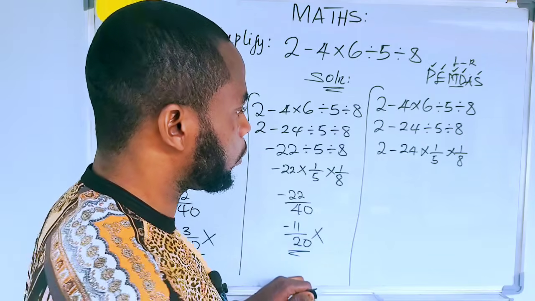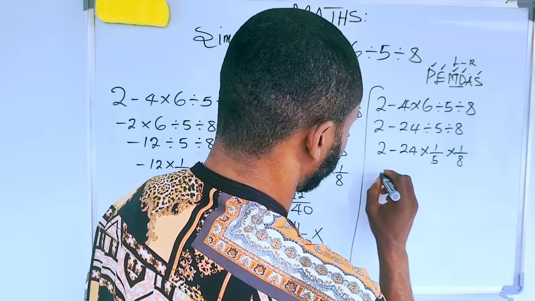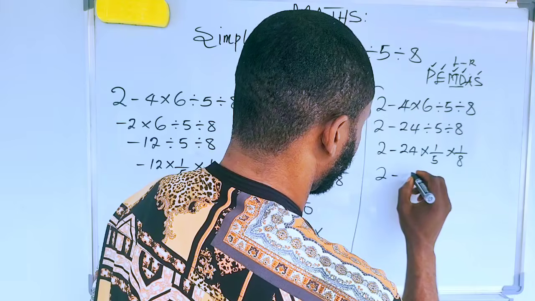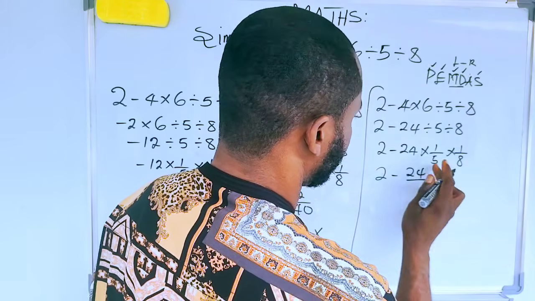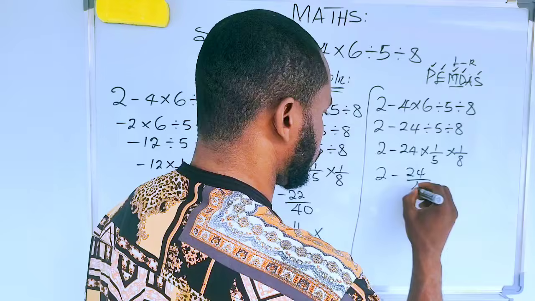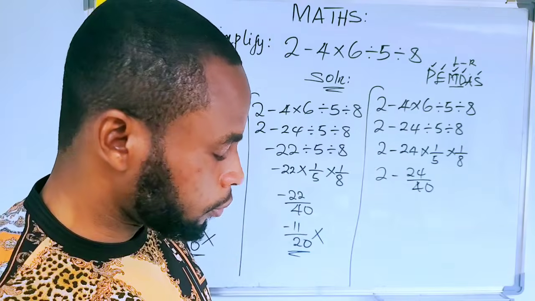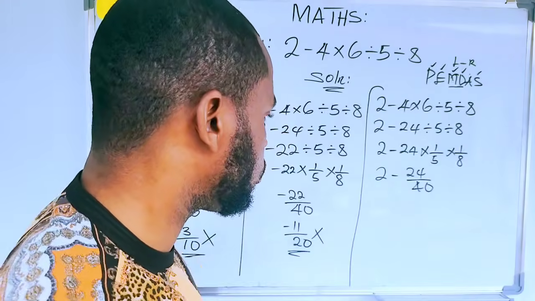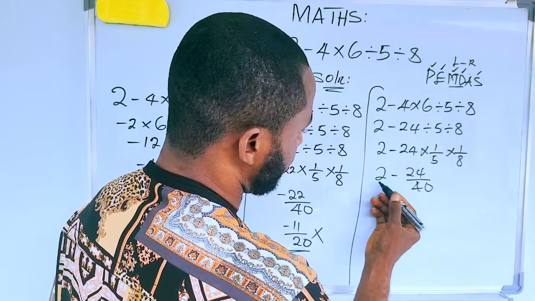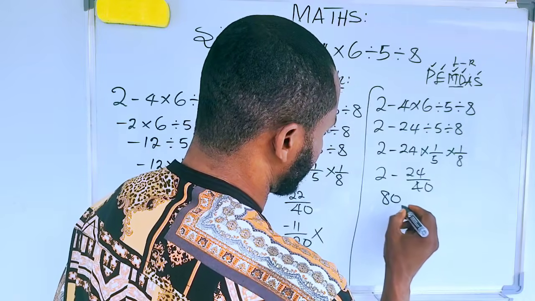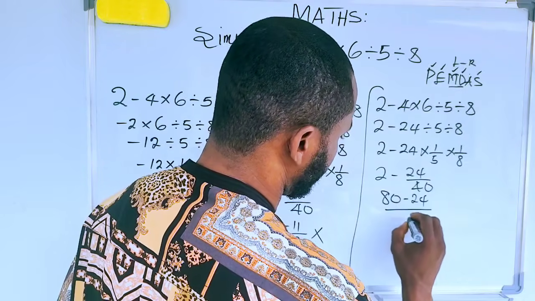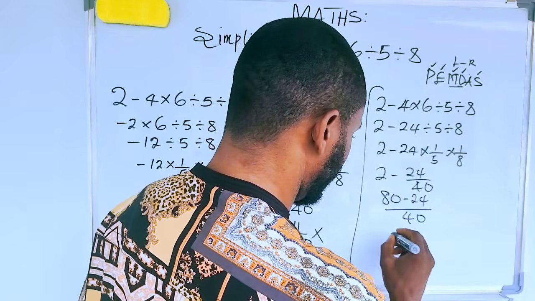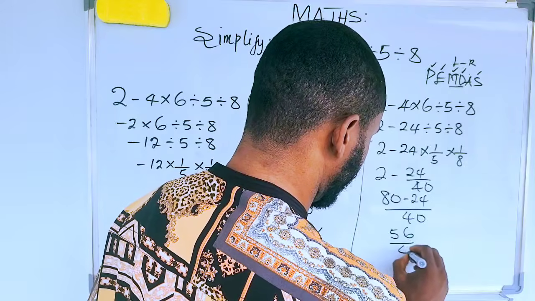Then at this point, we have 2 minus here. If you multiply this out, you are going to have 24 divided by 5 times 8, that gives 40. Then as such, if we simplify this out, we are going to have here 40 times 2, that gives us 80 minus 24 divided by 40. Then here, 80 minus 24, that will give us 56 divided by 40.